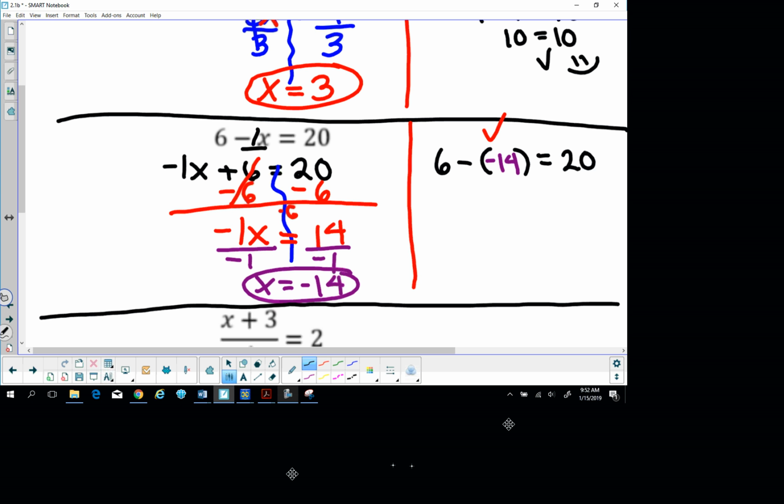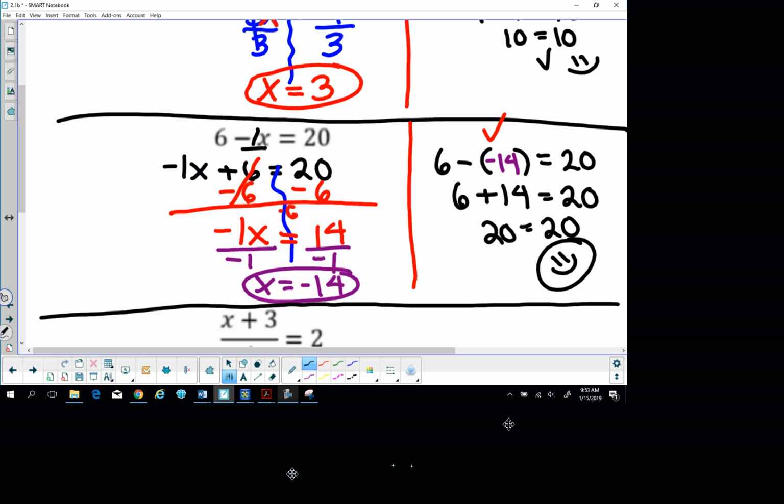What's a negative and a negative make? Good. So I end up getting 6 plus 14 equals 20. Does 6 plus 14 equal 20? Yep. So here's me happy as a clam because I don't need to do it again. I got it right. And so if you put positive 14 in there, it would have been incorrect.